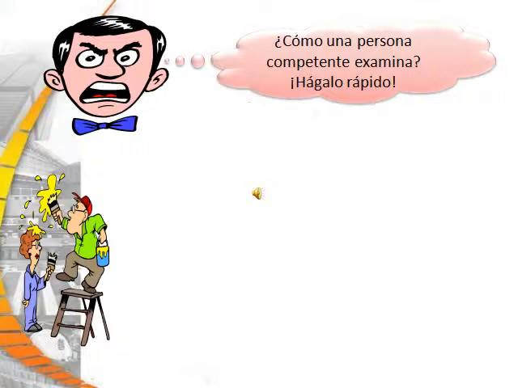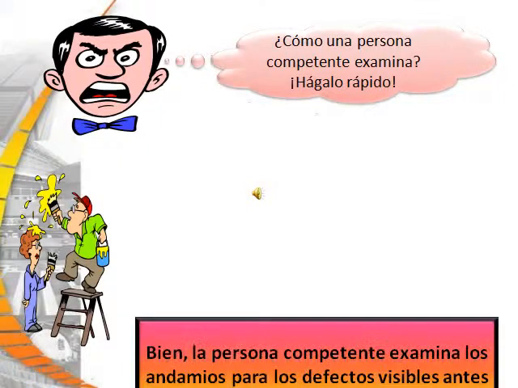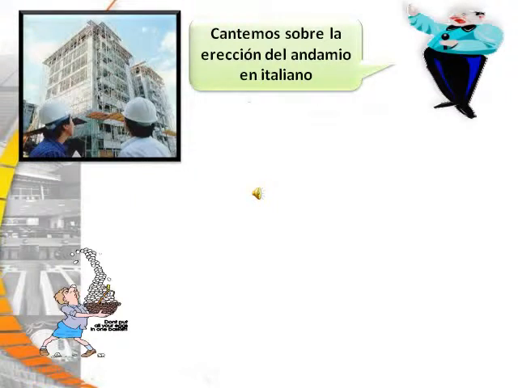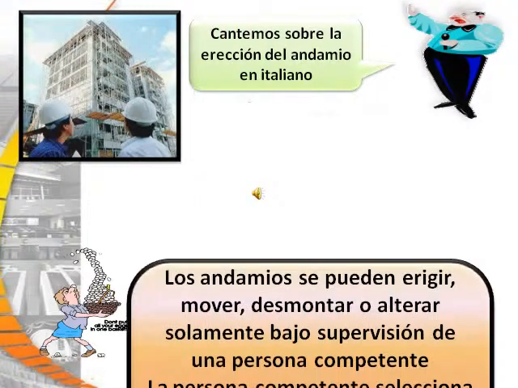How does a competent person inspect? A competent person inspects scaffolds for visible defects before each shift and after any alterations. Of course, defective parts must be immediately repaired. Scaffolds can be erected, moved, dismantled, or altered under the supervision of a competent person. Competent persons will select and direct these workers and determine the feasibility of fall protection.